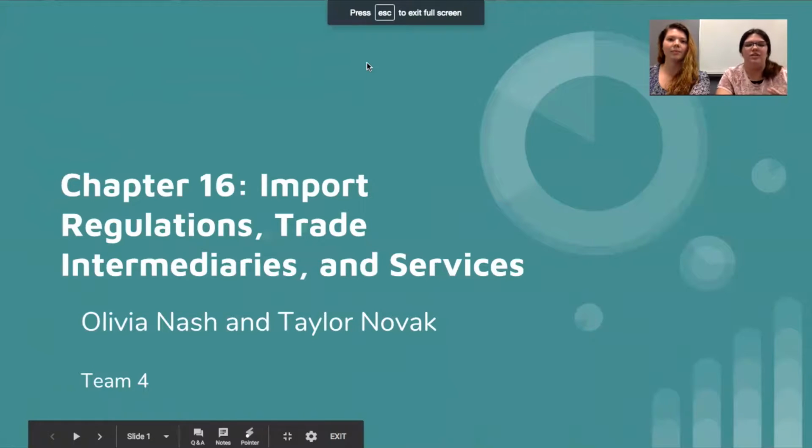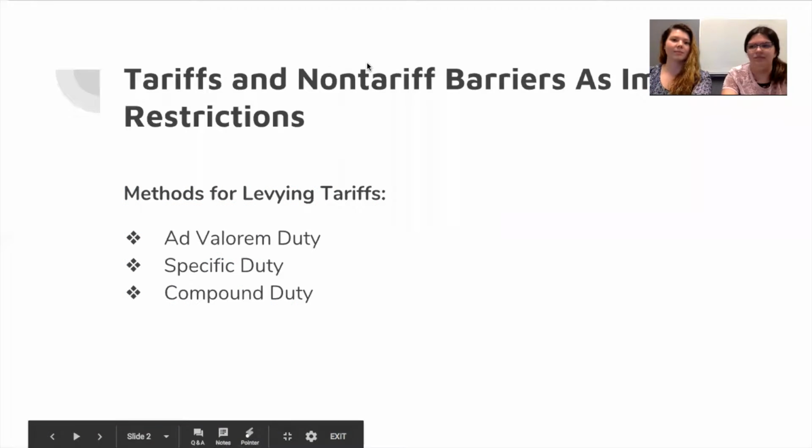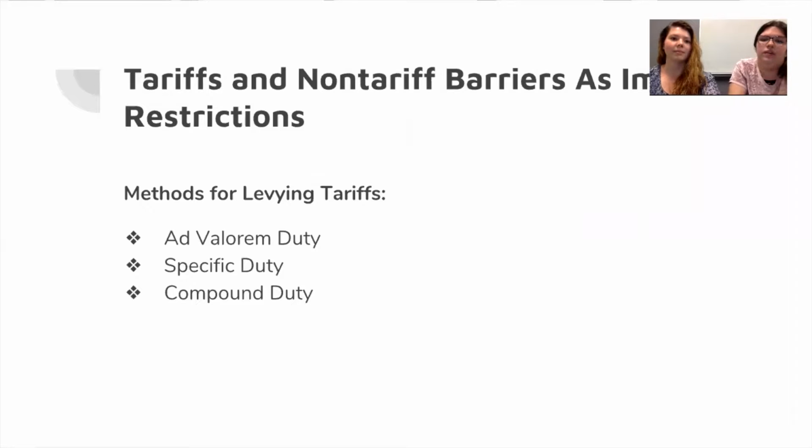So today we're going to talk about Chapter 16. The first slide is about tariffs and non-tariff barriers as import restrictions.